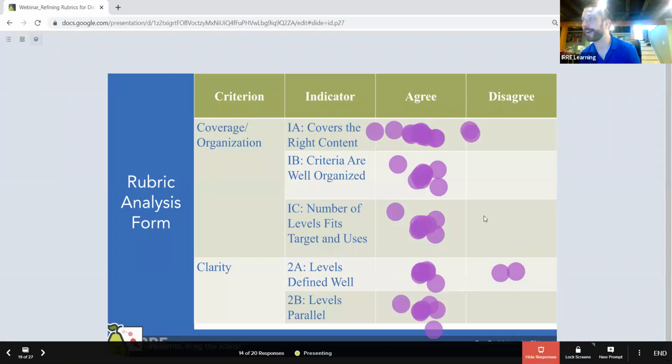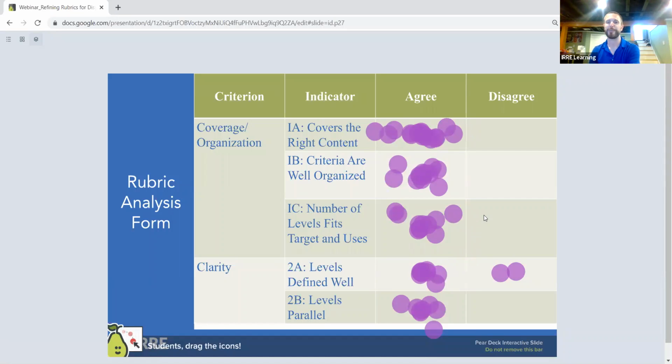Okay, it looks as though some of the results have shuttled down, and the reason I waited for a moment is because if there are lots of dots moving at the same time, it really bogs down everybody's video. But this is a really telling visual description of what we've talked about and your opinions here on the rubric. So we seem to be in vast agreement that the rubric covers the right content, that the criteria are well organized, and that it fits the number of levels, fits the targets and use. If you would like to, this is an opportunity to unmute yourselves and talk to the reasons why you chose to agree with any of those first 3 indicators, 1A, 1B, or 1C.